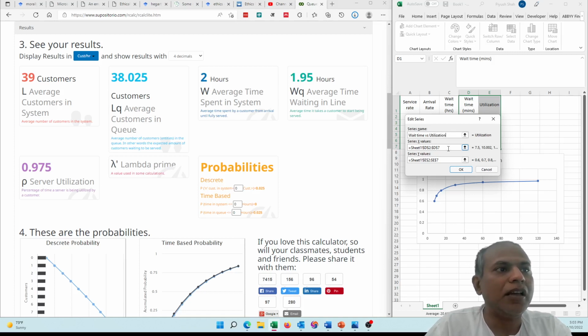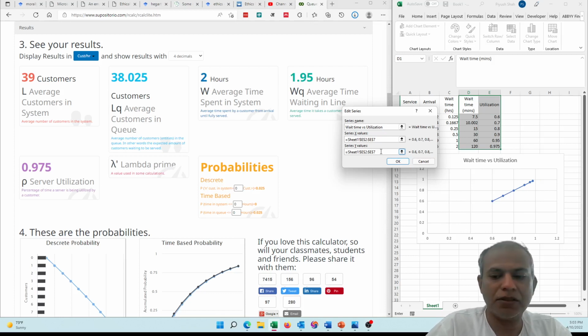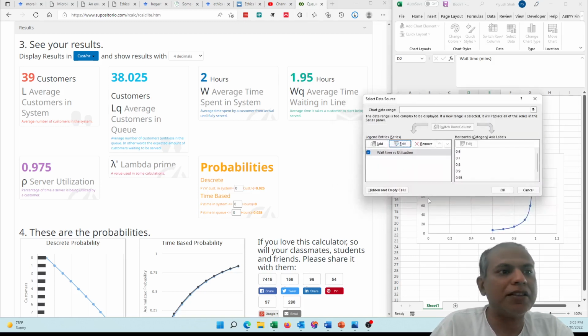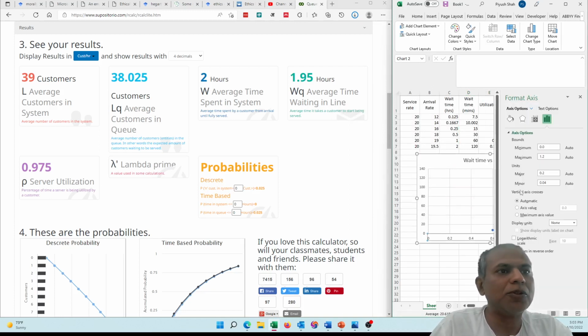My x-axis is the utilization, which is this number, and the y-axis is the wait times, which is these numbers. Okay, I get this graph. I say okay, and I just change the x-axis a little bit, and I say that I want to start it at 0.5, so I can use the entire graph real estate.